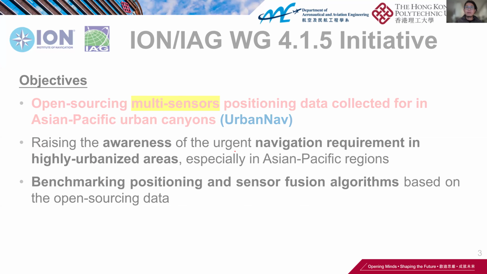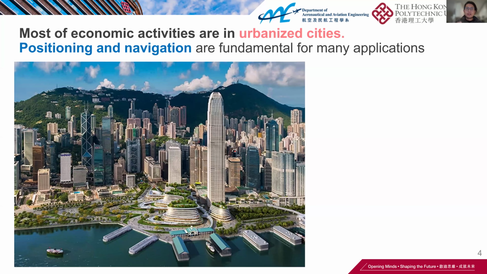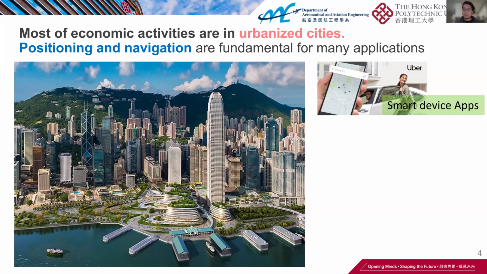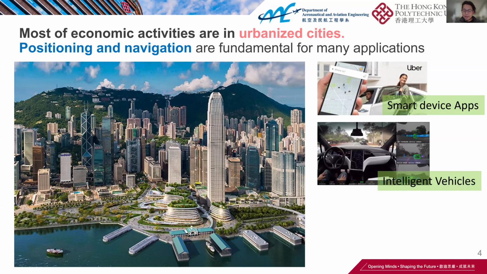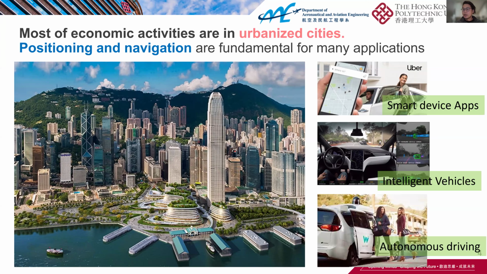We all know that most of the economic activities are in urbanized cities, and positioning and navigation are very important for that. This is Hong Kong. Hong Kong has been trying to compete with Singapore to be the best smart city, incorporating these new technologies. So what happened here? We need to use a lot of smart devices, like Uber Eats and other smart device apps, and of course FSD from Tesla as well. So you need very accurate, precise, and robust positioning for these L2 vehicles. And of course, for L4 Waymo, this is all very important. So these applications require very accurate, robust, and precise navigation services.